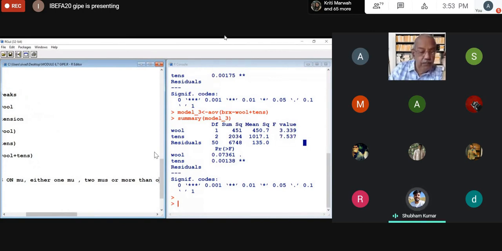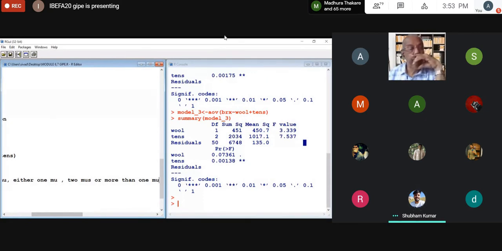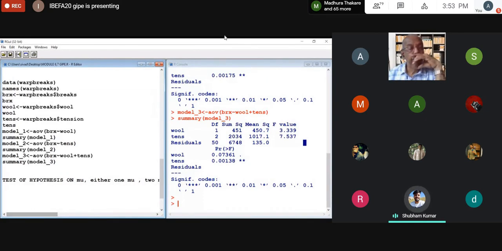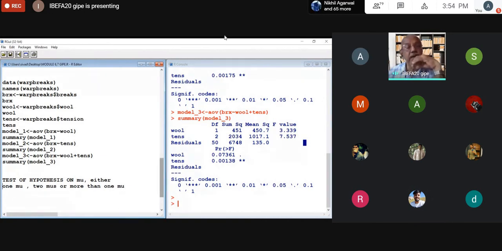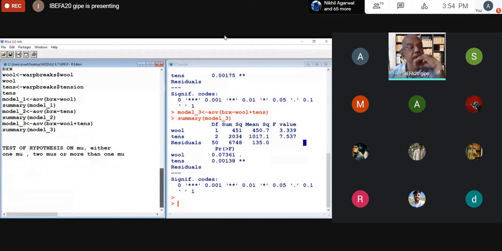So, sir, we could say that in two-way ANOVA, we make the comparison between the means of three or more groups of data where two independent variables are considered. Like here, low tension, high tension, and the second one is the strength. Yeah. Okay.